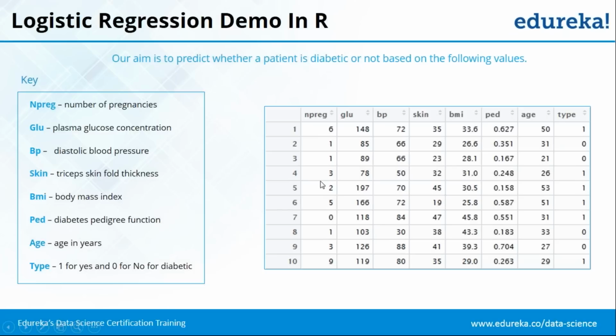So we have this data set wherein if these are the values, the type is 1, meaning the patient is diabetic. So if the value is 1, it means our patient is diabetic. If the value is 0, that means our patient is not diabetic. We have to predict by entering these values. We have to create a model which will predict whether our patient will be diabetic or not. Having said that, let's move on and create this model now.